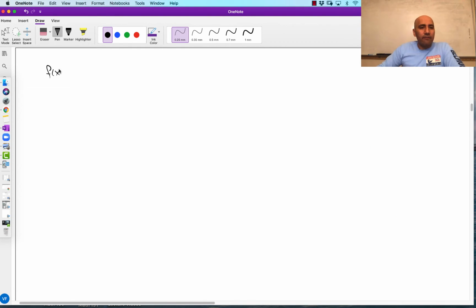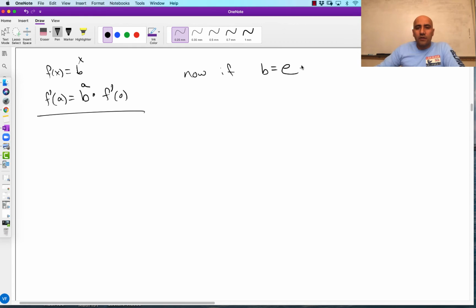So again, in general, if we have f of x equals b to the x power, we know its derivative at a is going to be equal to b evaluated at a times f prime of 0, right? That's just in general. But now, if b equals this number e, which is approximately 2.718, then that means that our function, let's leave it as f, that f of x is now equal to e to the x power, and its derivative at a, f prime of a, is going to be equal to e to the a power times f prime of 0, and e is going to be exactly the number needed for this to be equal to 1.